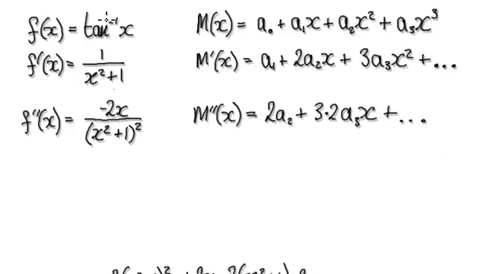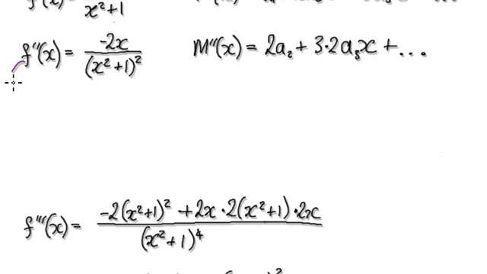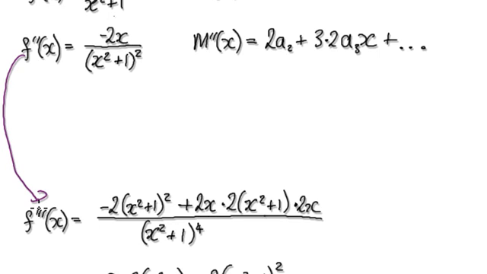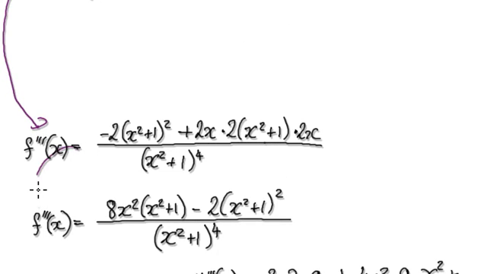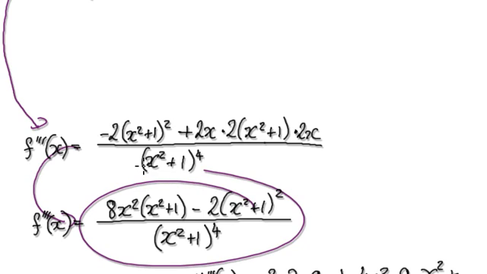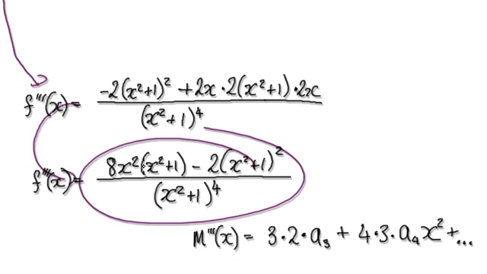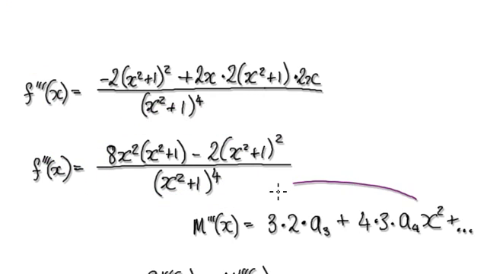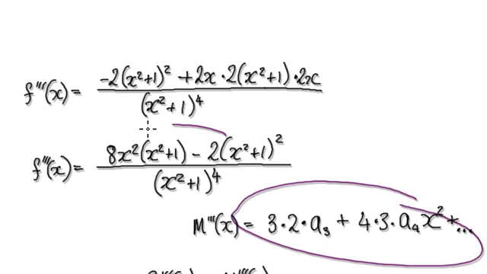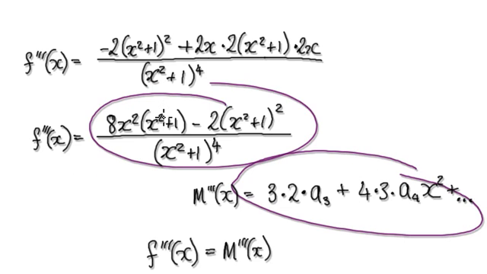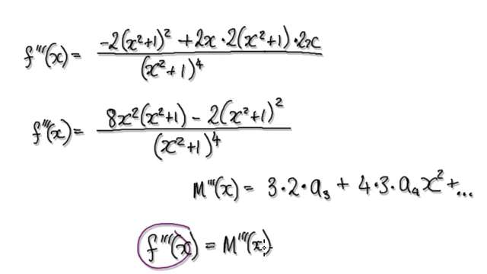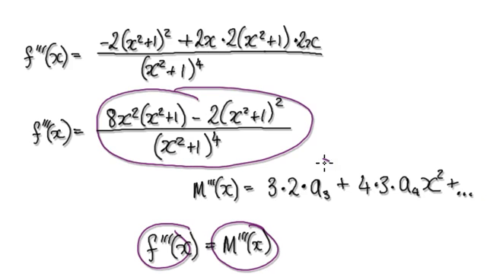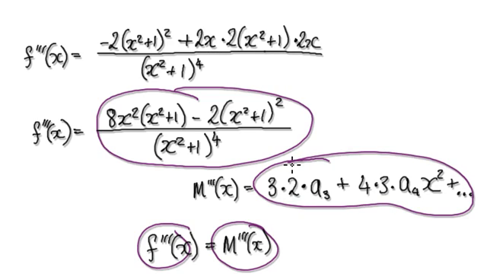So to get the next one, you would differentiate this again, and then tidy this up. That will then give you this. So differentiate this, that will then give you this, and then we would demand that this be the same as this. So we would demand this thing to be the same as this thing here.